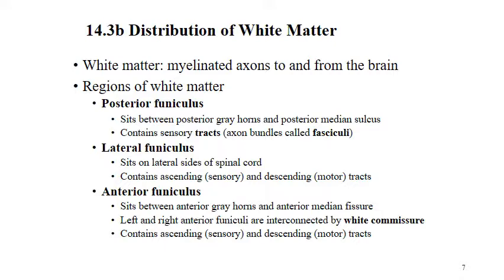So remember, these are just tracts of myelinated axons that are coming through. We've just named them specific regions because of the different types of function that they're going to carry. Lastly, we have the anterior funiculus that sits between the anterior gray horns and anterior median fissure, and it's got left and right anterior funiculi, and they're connected by a white commissure. They contain the ascending sensory and descending motor tracts, just like we saw in the lateral funiculus. So please take some time to actually look at the pictures of the spinal cord to pick out where these different regions of white matter are.